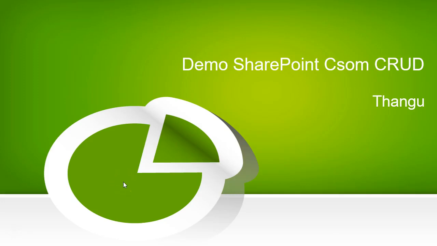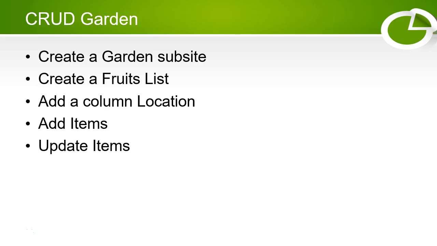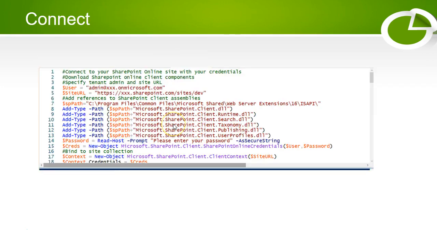Welcome to a quick demo on CRUD operations in SharePoint using CSOM. We will create a simple garden subsite, then create a fruits list, add a column, location, add items, and update items. So the first step is to get connected using the Microsoft SharePoint client context.